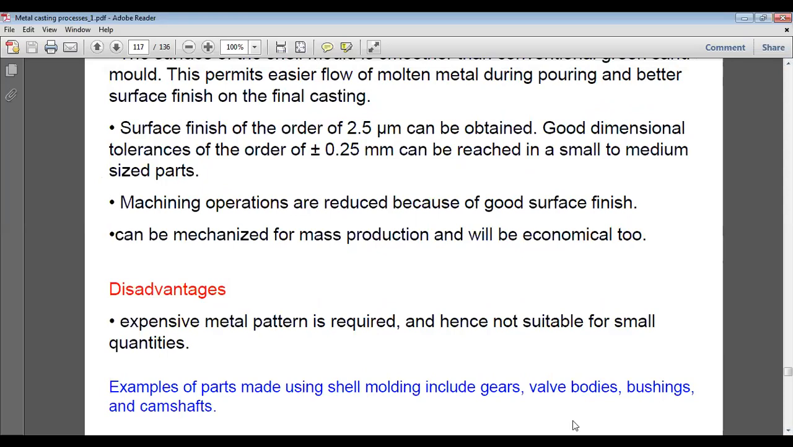But applications are gears, valve bodies, bushings, camshafts, etc. These are made by the shell molding process, because it produces good surface finish and at the same time high accuracy of the product. So machining operation is reduced because of good surface finish, and it can also be mechanized for mass production and will be economical too. The disadvantage is that it requires a metal pattern that is costly, and hence it is not suitable for small quantities.